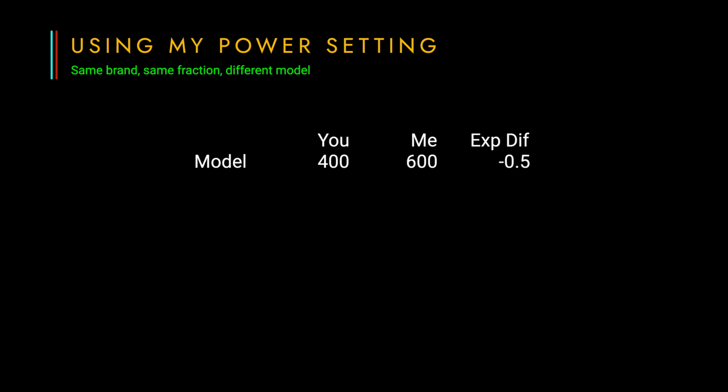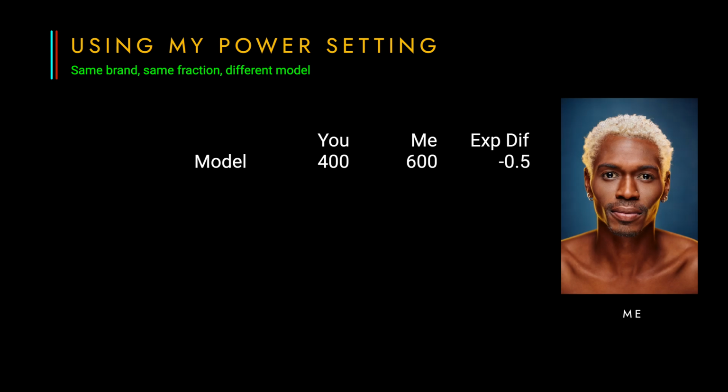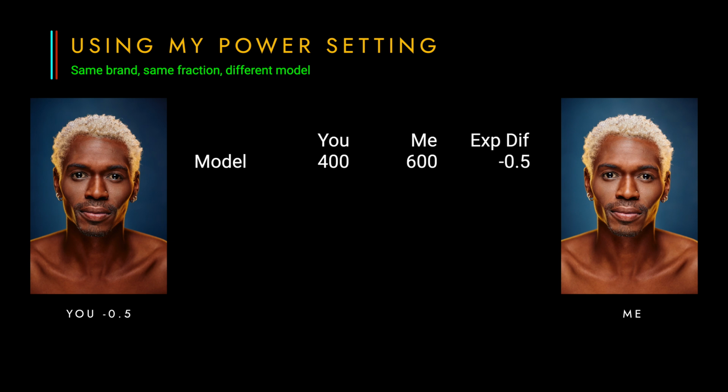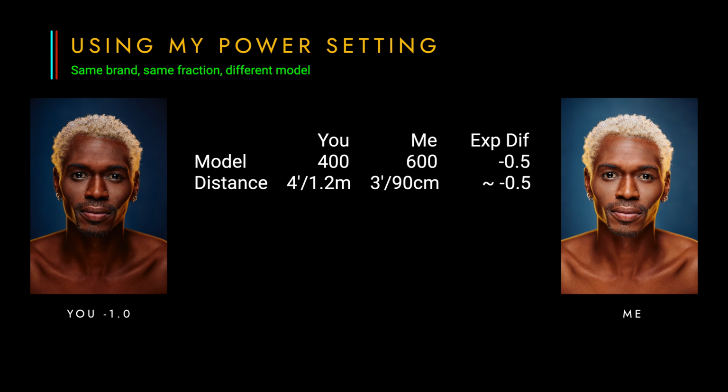Well, guess what? My shot is going to be properly exposed because that's what we're looking at, the properly exposed shot. But now your shot is going to be half a stop darker just with this one setting that's gone wrong. Okay, so now you look at my behind the scenes photo and you think that my light is 4 feet, but it's actually 3 feet or 90 centimeters from the subject. And because of that, you're too far away, and because of the inverse square law, your shot is now another half stop underexposed. So now your shot is a full stop underexposed.